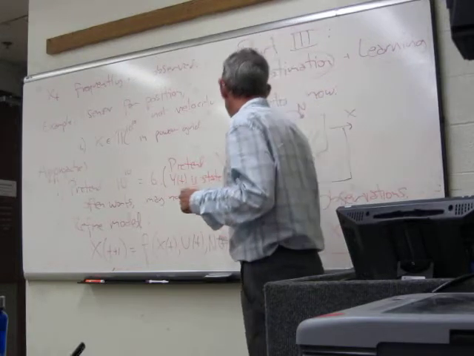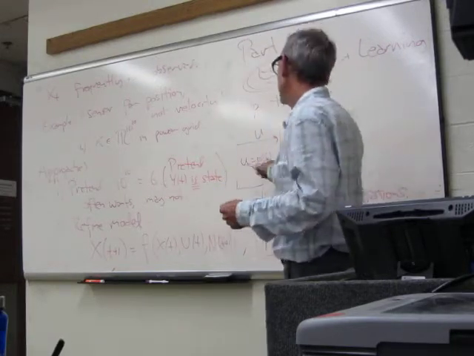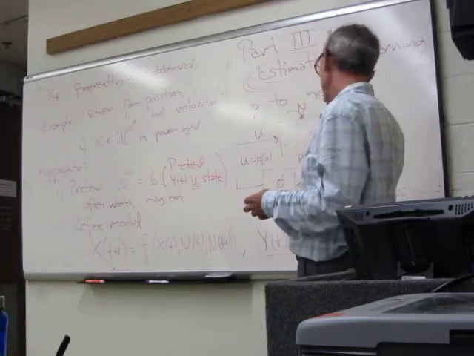But here we refine the model. We just explicitly say, I'm not allowed to take u equals c of x. U has to be a function of the observations.